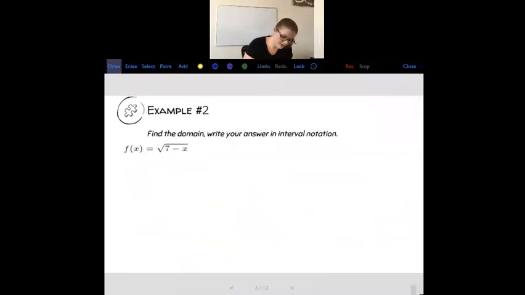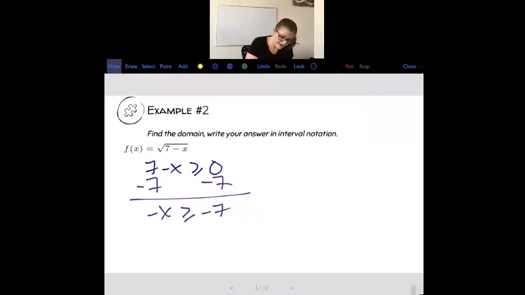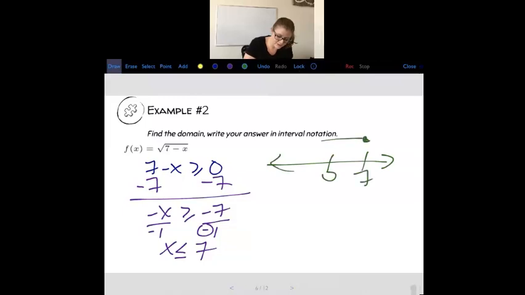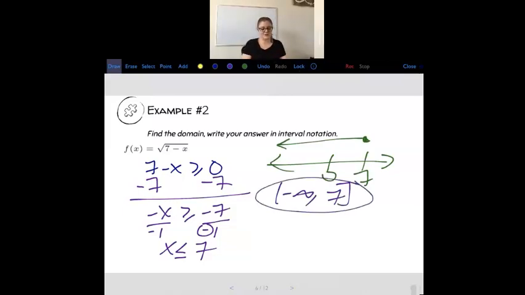Example 2, find the domain. So we'll start the same way. We'll take 7 minus x greater than or equal to 0. Subtract 7. This becomes -x is greater than or equal to -7. And then we divide by -1. Remember, when you divide by a negative, you must change the inequality symbol. So this is x less than or equal to 7. And so what I'm going to do then is graph this on a number line. Less than or equal, the arrow points to the left. And so for interval notation, it's smallest to biggest, or left to right. The smallest value is -infinity. The biggest value is 7. So that would be my domain in interval notation.